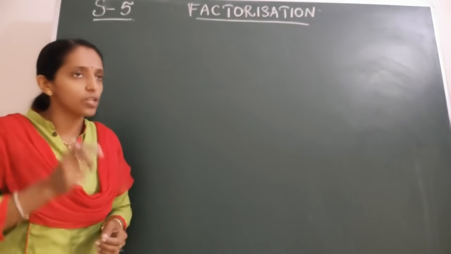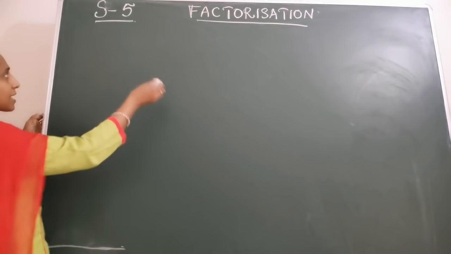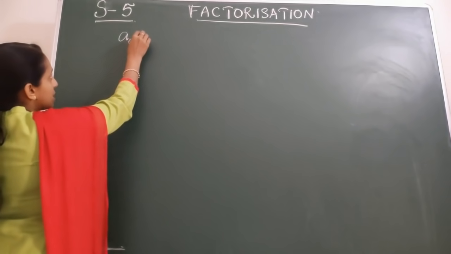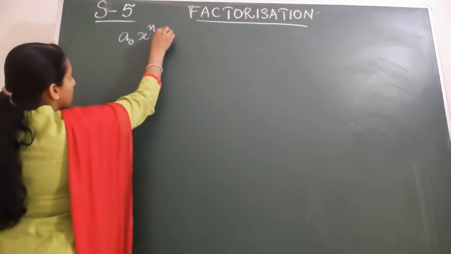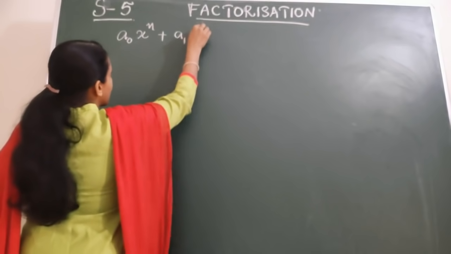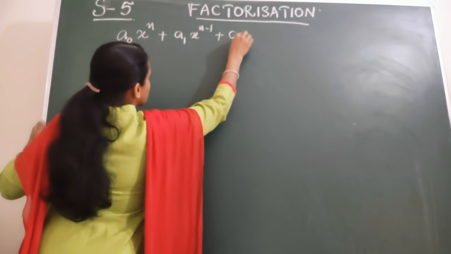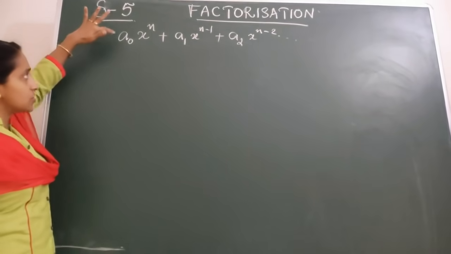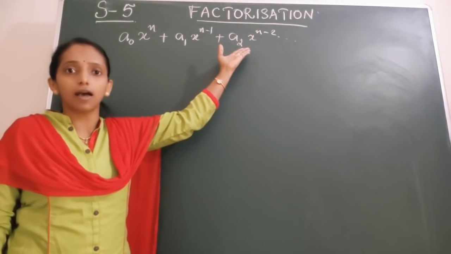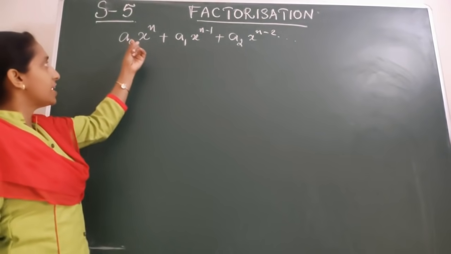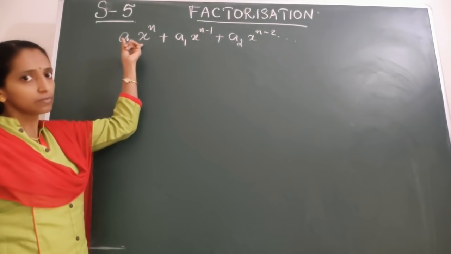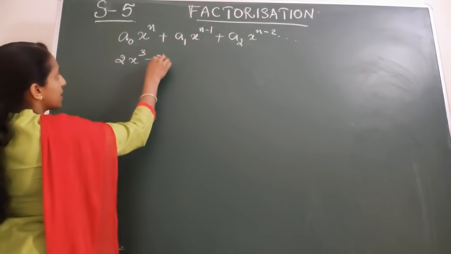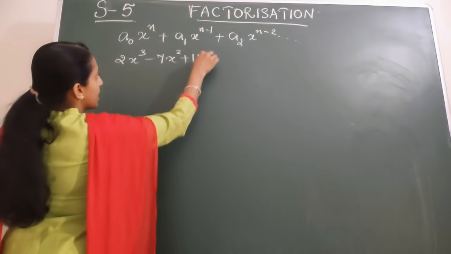Generally, when the power 3 or more comes, it is known as a polynomial. So in general form, you can denote a polynomial as a0 x to the power n plus a1 x to the power n minus 1 plus a2 x to the power n minus 2, etc., where a0, a1, a2, etc. are constants with one variable x. For example, 2x cube minus 7x square plus 11x minus 8.